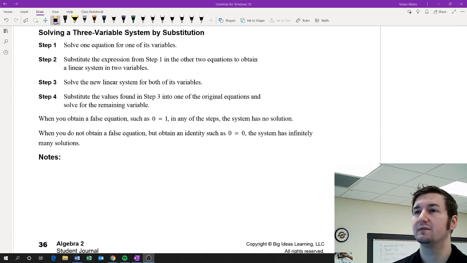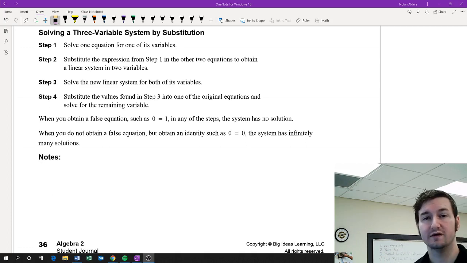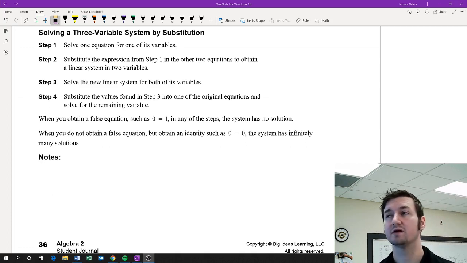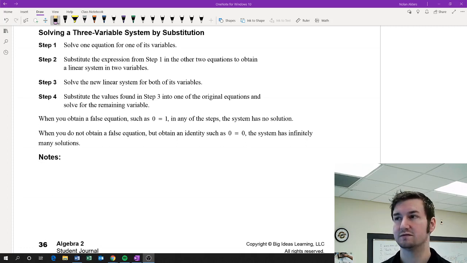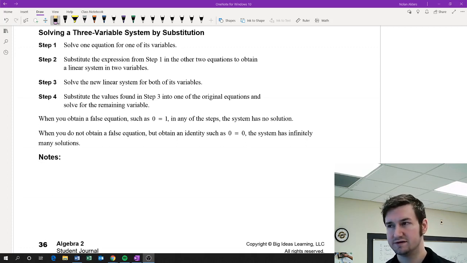So if we look at these steps, first thing we're going to do is take one of the equations and solve it for one of its variables, and we get to choose. And I'll show you that here in a minute with an example. Step 2, we're going to take that solved equation and substitute it. That's where we get the name substitution from. We're going to substitute it into two of the other equations. And then we're going to solve those two equations for those two unknowns.